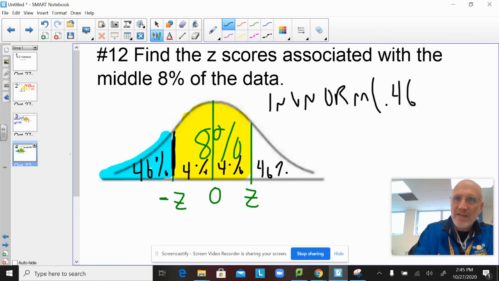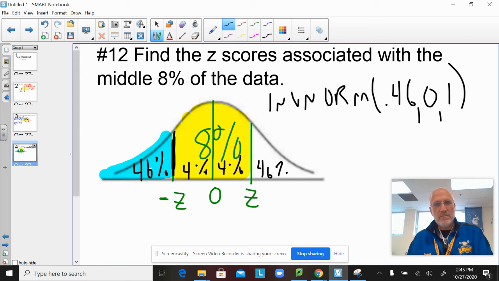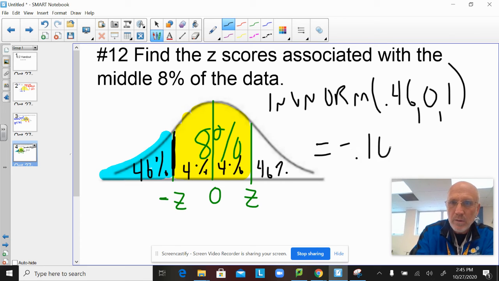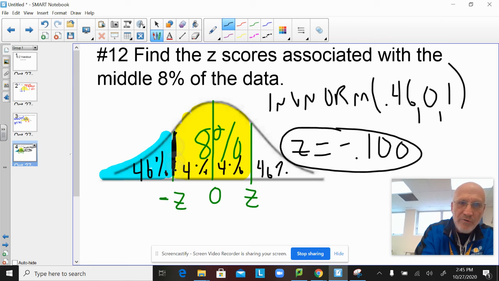There's 0.46, comma 0, comma 1. That's essentially find the z-score for the 46th percentile. And that's not the way this question asked it. But the middle 8% of the data has 4% on each side of the middle. And if 4% on each side of the middle, that leaves 46% in the tails, for lack of a better word. So if I inverse normal 0.46, comma 0, comma 1, I get negative 0.100. That's the z-score for this boundary.